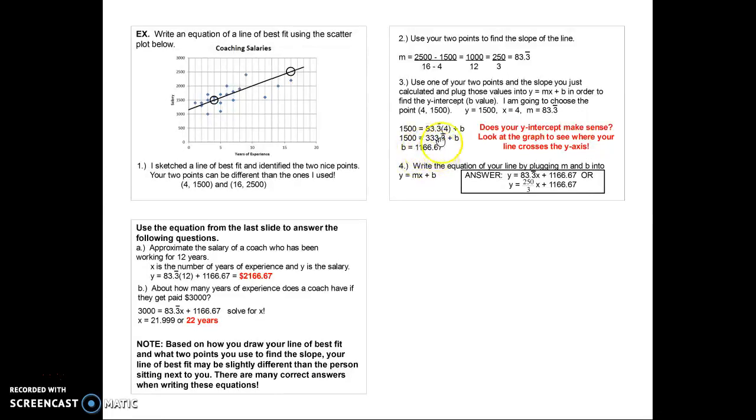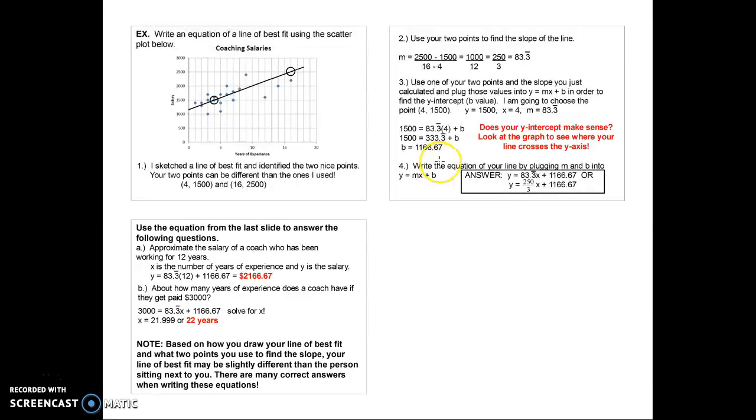When you get your intercept, make sure that it actually makes sense. Remember, this b value is where your line of best fit should have been crossing the y-axis at. So always go back and actually look at your graph and make sure that your line of best fit is actually crossing where your b value is saying. They should be the same value. Make sure you double check that.